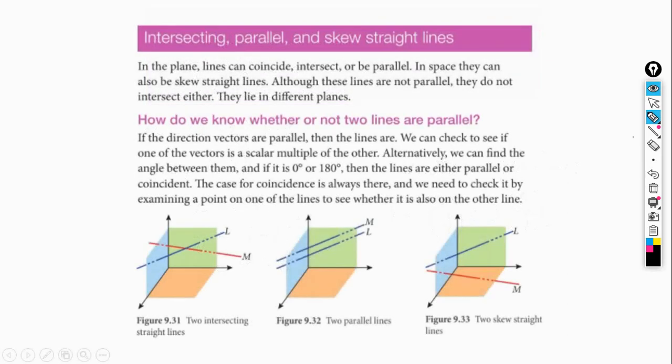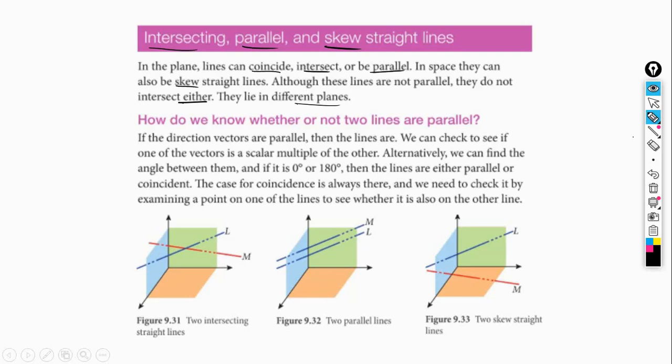So now let's take a look at intersecting, parallel and skew straight lines. In the plane, lines can coincide, intersect, or be parallel. In space, they can also be skew straight lines. Although these lines are not parallel, they do not intersect either. They lie in different planes. So these are skew lines in three-dimensional space.